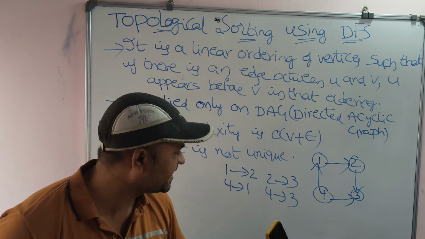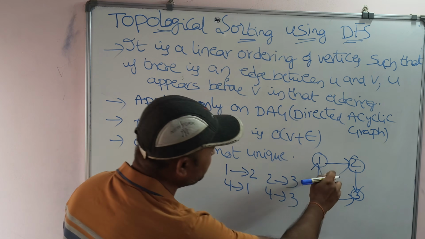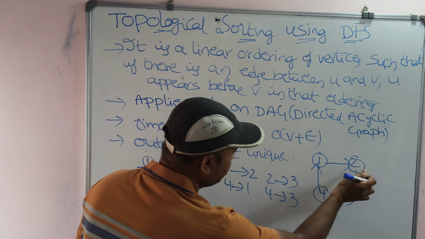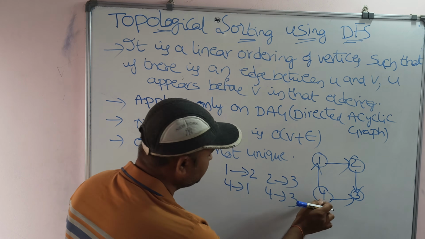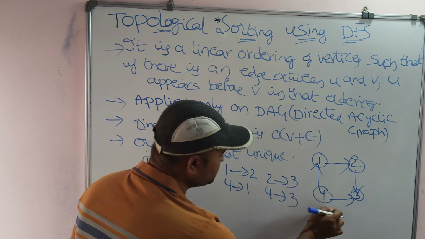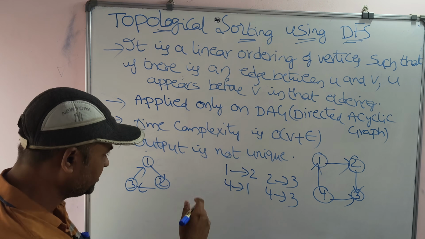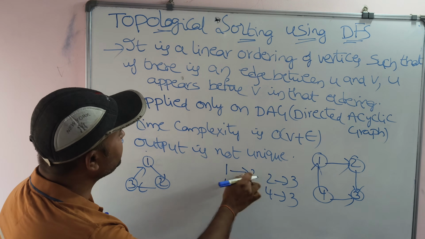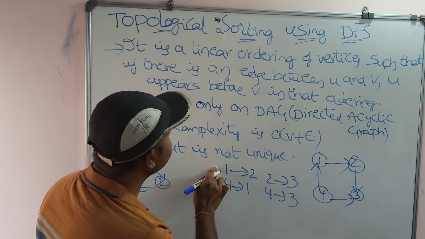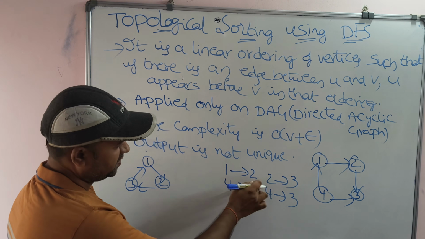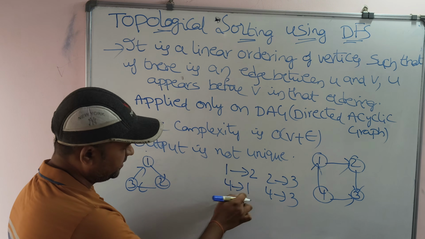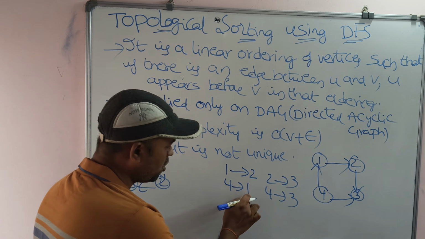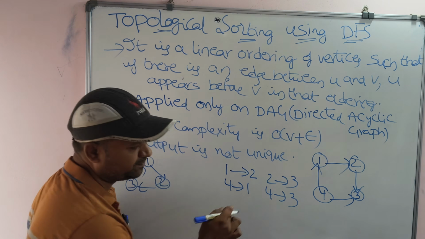So let us take this graph. Here we have different edges: from 1 to 2 we have an edge, next from 2 to 3 we have an edge, next from 4 to 1 we have an edge, and from 4 to 3 we have an edge. If we take the 1 to 2 edge, then we can say that 1 appears before 2. If we take 4 to 1, then we can say that 4 comes first. So after 4 we have 1.